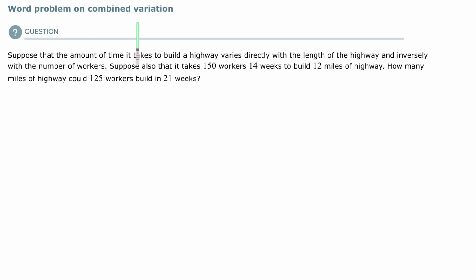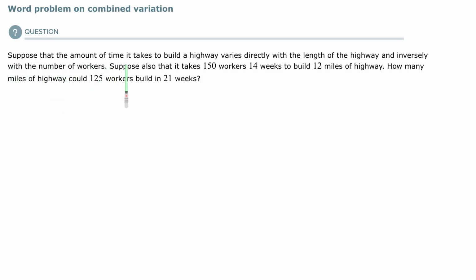Word problem on combined variation. Sometimes the relationship between variables can get a little bit more sophisticated. So there could be a combined variation involved. There could be directly and jointly or inversely. Let's see how this one plays out.